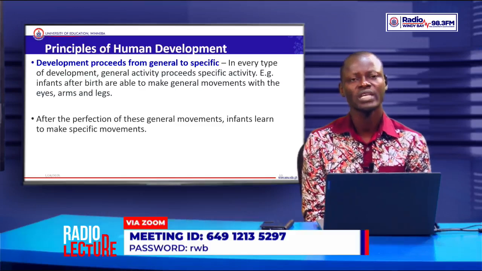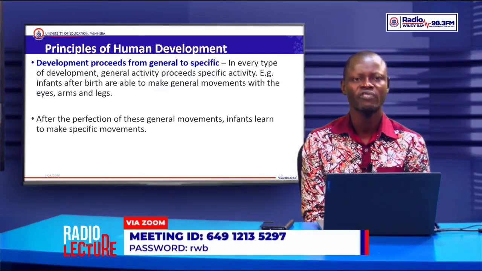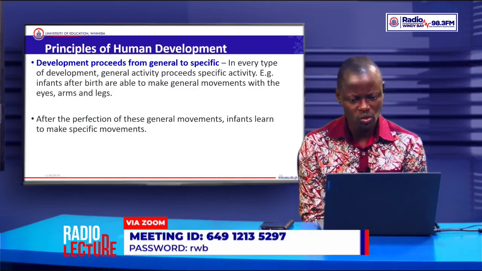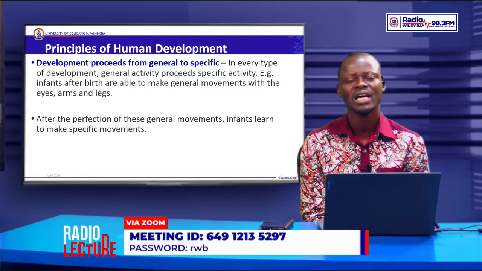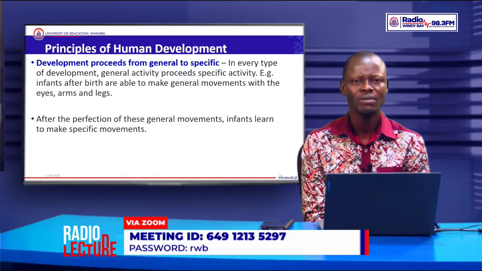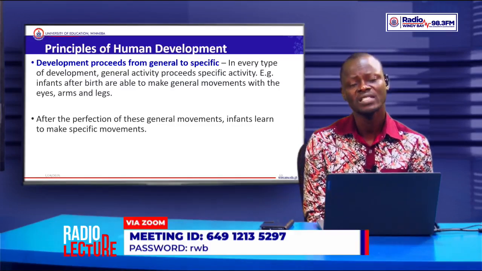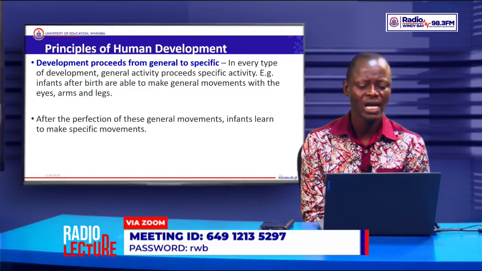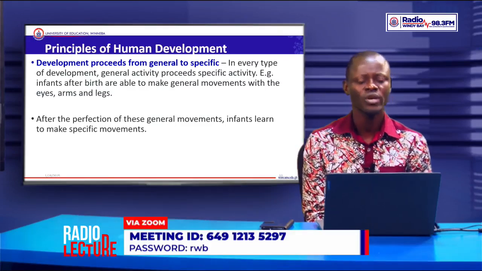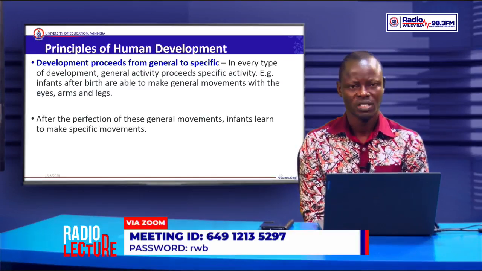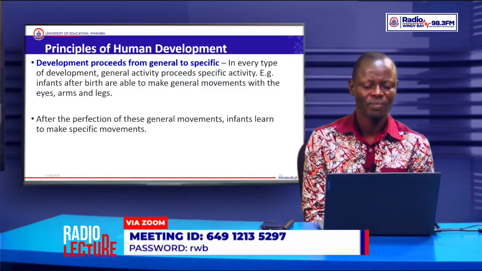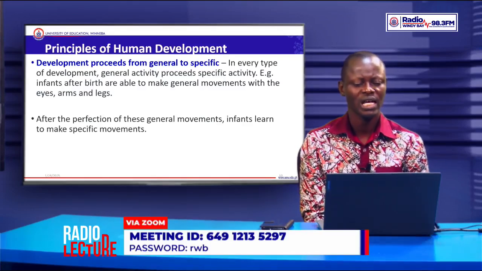You first of all engage in general activities. At the end of it, you will see yourself being able to do some specific things which you couldn't do when you were a child. So for instance, you will see that general movement with the eyes, the arms, and the legs are things that the individual can do. When you are a child, you cannot control your arms, you cannot control your legs. But as you advance in age, you realize that you're able to control your arms, your eyes, your legs, and the way you do your things, which means that you've been able to move from the general development to the specific development. So after the perfection of this general movement, infants now learn to make specific movements, as we rightly said.